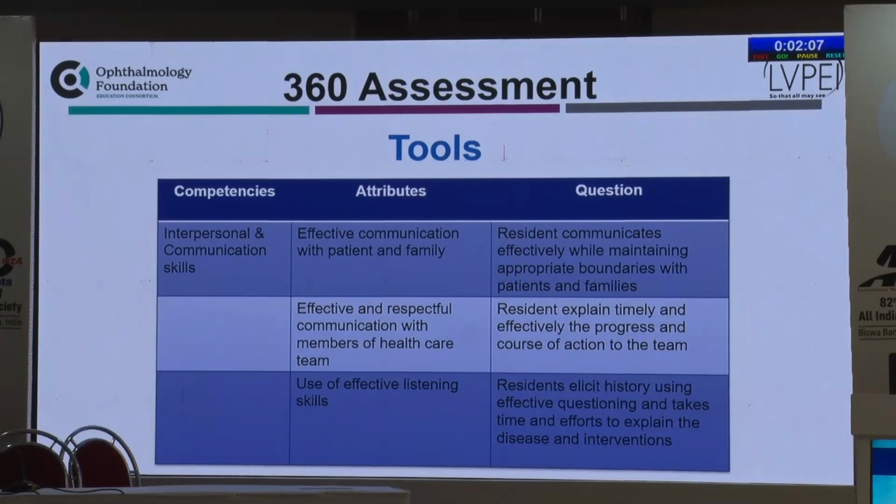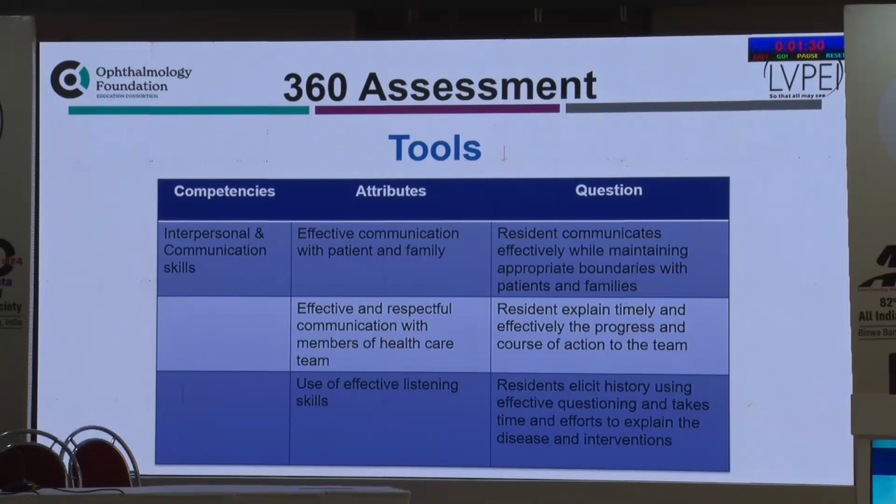effective and respectful communication with the members of the healthcare team, and use of effective listening skills, because they are the key attributes. And the question can be: resident communicates effectively while maintaining appropriate boundaries with the patient and families. Resident explains timely and effectively the process and course of action to the team. And resident elicits history using effective questioning and takes time and effort to explain the disease and intervention that are going to be done on the patient.